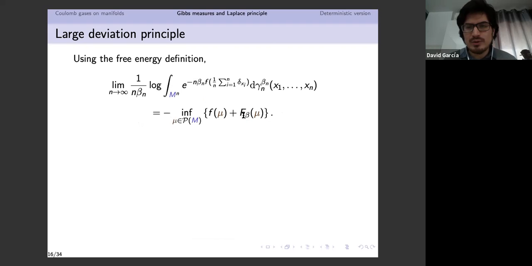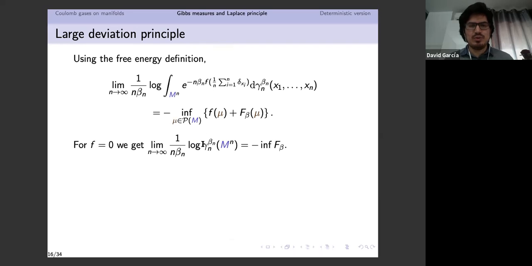Now, what can we say about the normalized Gibbs measure? So this is about the non-normalized Gibbs measure. For the normalized version, we need to divide this by the mass of gamma n. But to understand the mass, we can just take f equals 0. If we take f equals 0 here, this exponential will be 1. So we obtain this: 1 over n beta n times the logarithm of the integral of 1, which is just the mass of M to the power of n, goes to minus the infimum of F beta. So f here is 0.